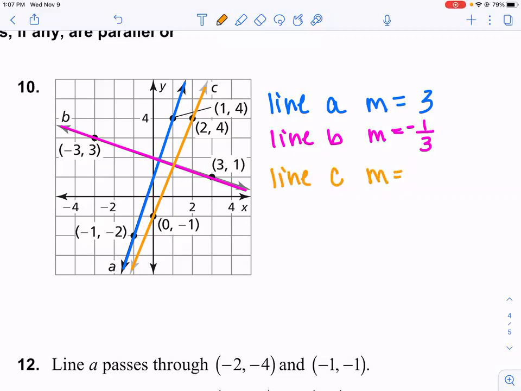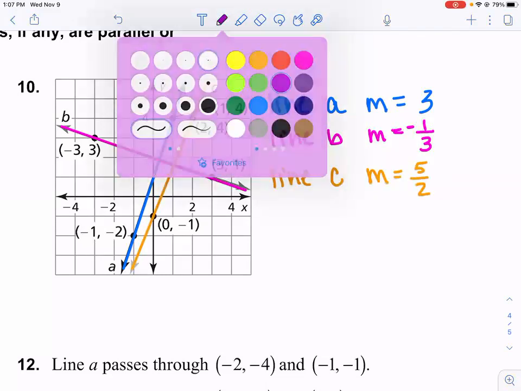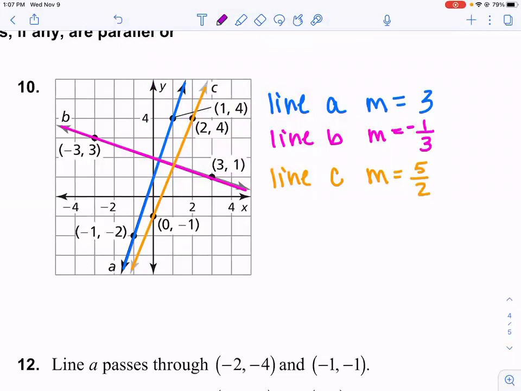Andrew, what's our slope for line C? 5/2. Okay. Gus, do we have any lines that are parallel? Why not? Okay, our slopes are not the same. Amelia, do we have lines that are perpendicular? Yes, which ones?